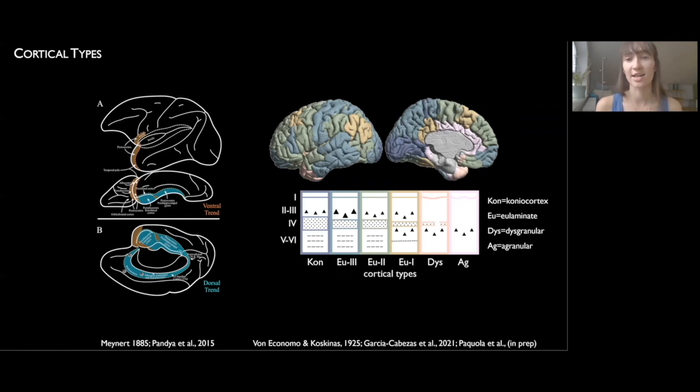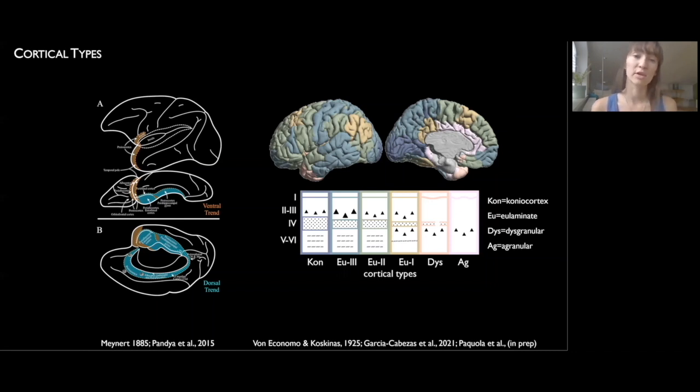The earliest insights into discriminability of cortical regions was by Theodor Meynert back in 1885. He distinguished allocortex, which are the colored regions here, from isocortex, which was everything else. And this distinction was expanded and, fortunately, this year really well defined in a paper by García-Cabezas et al. in terms of 6 different cortical types.